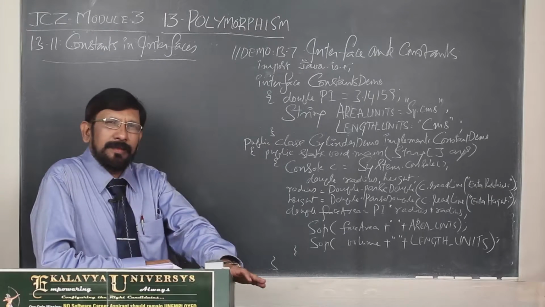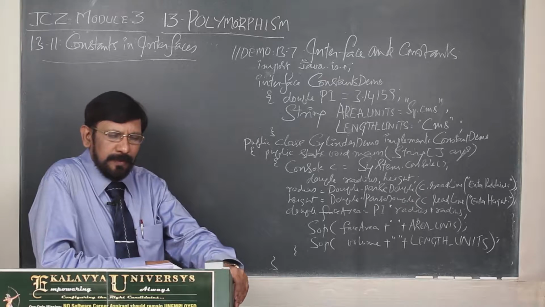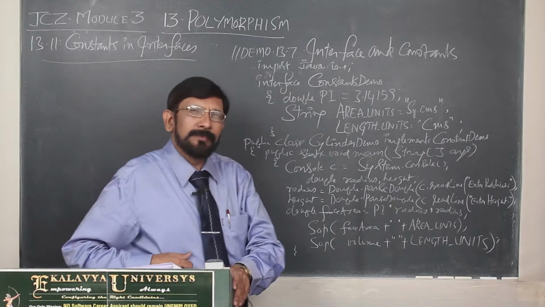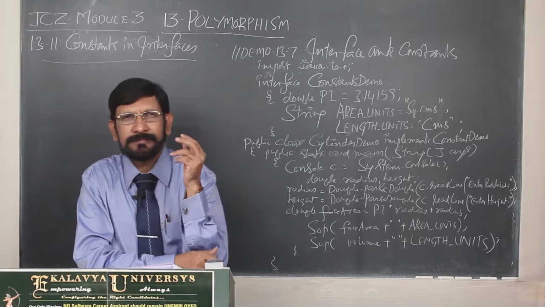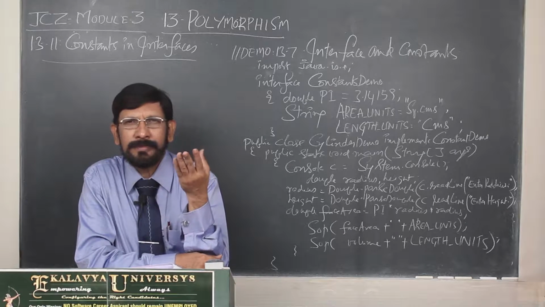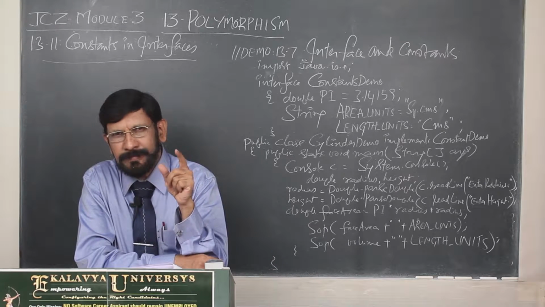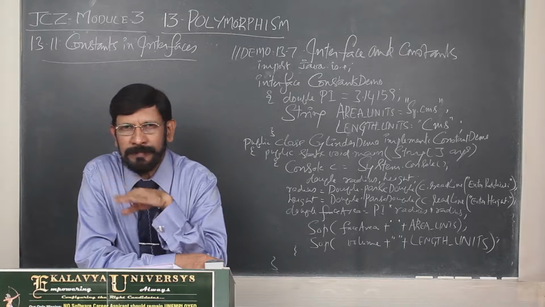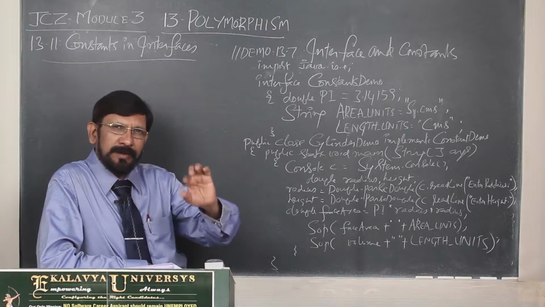Hello friends, now let us take up concept number 13.11, constants in interfaces. As I explained to you already, an interface can have only two types of members. The first type is constant fields, the second type is prototypes of instance methods. No implementations of the method should be provided. Now let us focus on the constants.